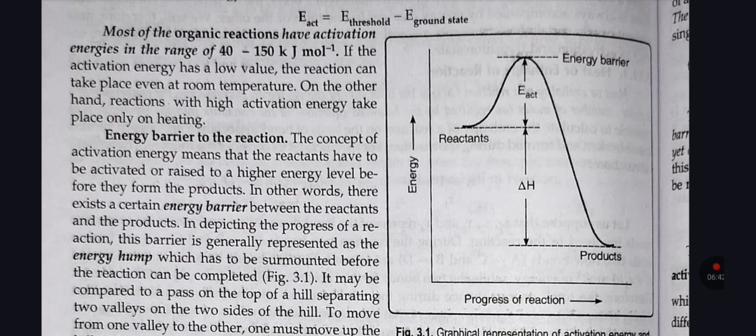The concept of activation energy means that the reactants have to be activated, or raised to a higher energy level, before they form the product. In other words, there exists a certain energy barrier between the reactant and the product. In depicting the progress of a reaction, this barrier is generally represented as an energy hump, which has to be surmounted before the reaction can be completed.